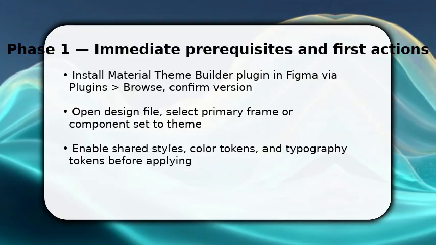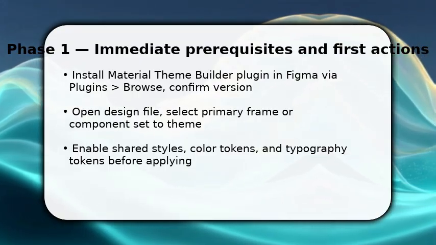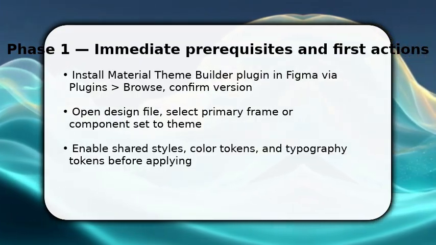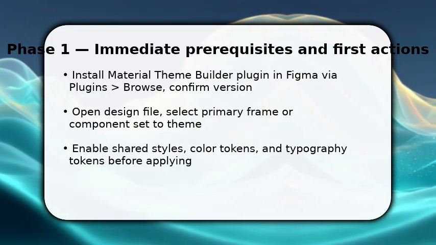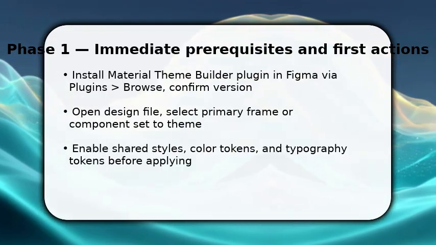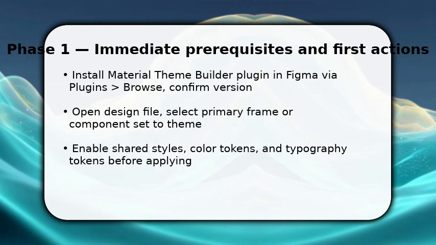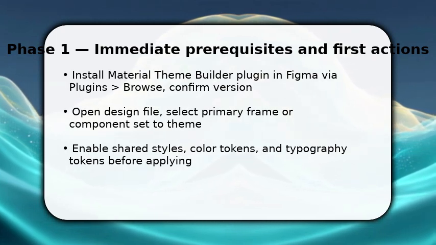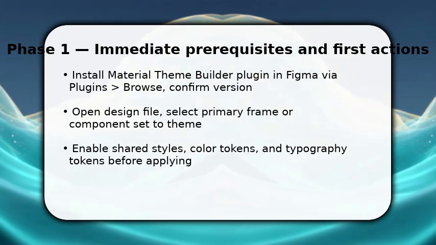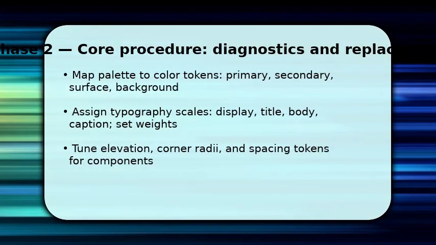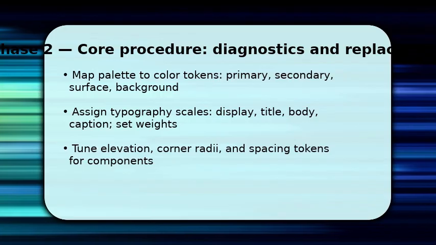Make sure to pick a primary color and a neutral palette first. These drive system components. This step avoids manual overrides later, and it speeds up consistent theming across screens. Now you map your palette into the plugin's token slots: primary, secondary, surface, background, because tokens are the single source of truth. Next, assign your typography scales: display, title, body, caption, and set weights to match hierarchy.